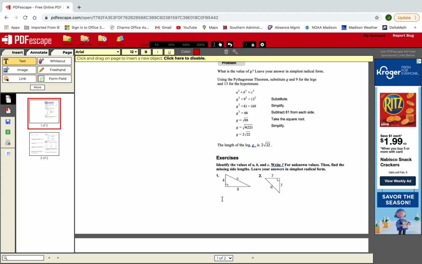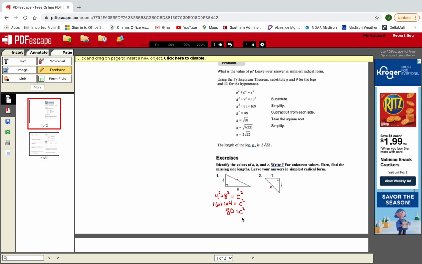Here I have 4 squared plus 8 squared. Those are a and b, equals c squared. And then we're just simplifying. 4 squared is 16. 8 squared is 64, equals c squared. 16 plus 64 is 80, equals c squared.